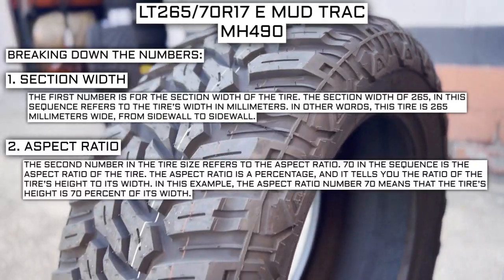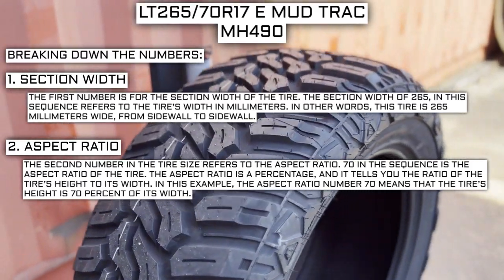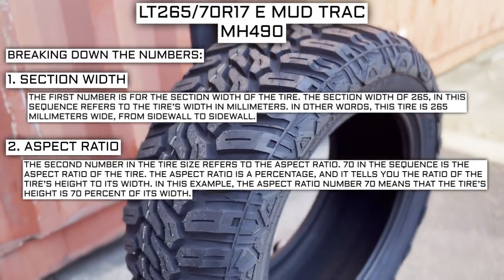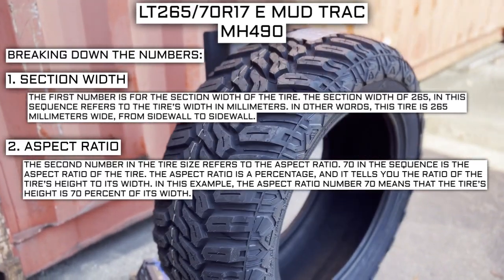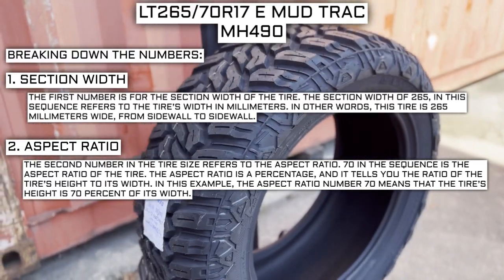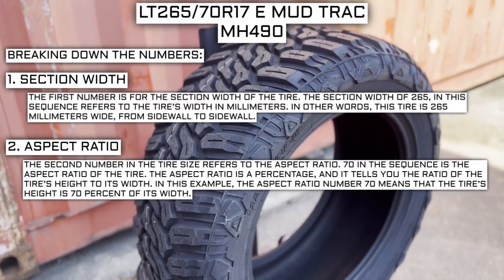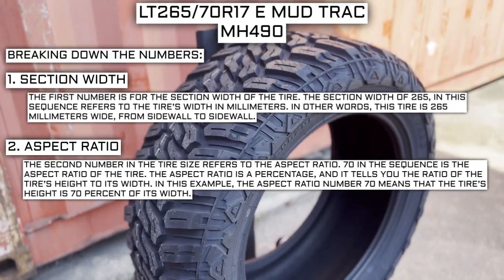The second number in the tire size refers to the aspect ratio. 70 in the sequence is the aspect ratio of the tire. The aspect ratio is a percentage, and it tells you the ratio of the tire's height to its width. In this example, the aspect ratio number 70 means that the tire's height is 70% of its width.